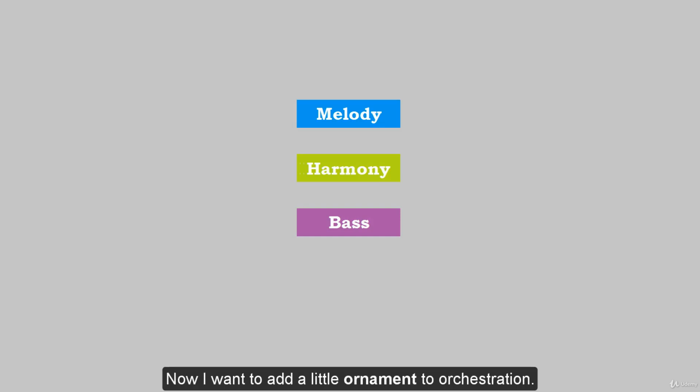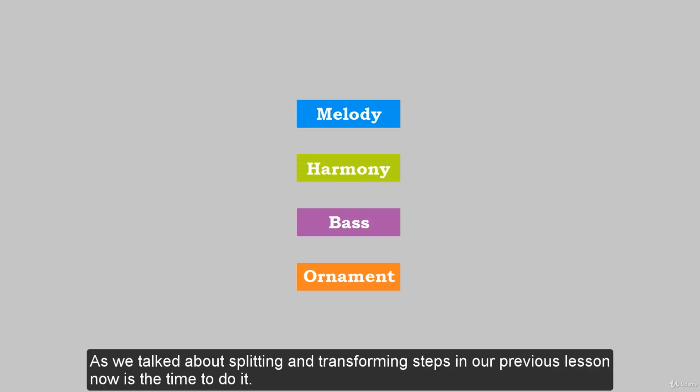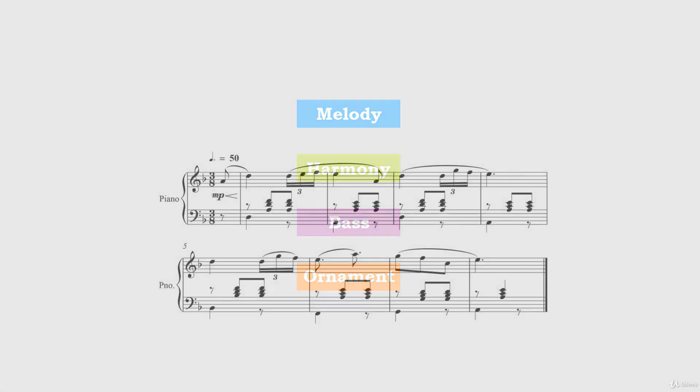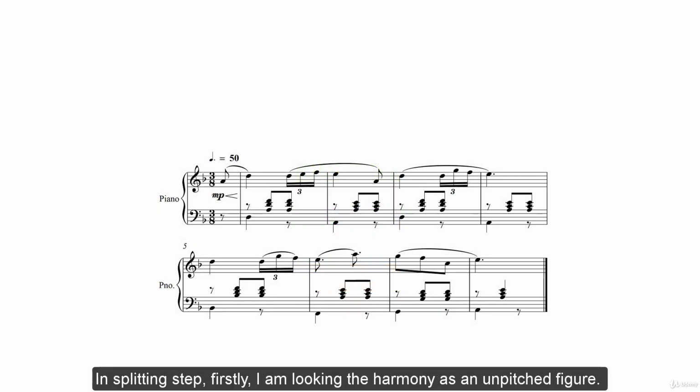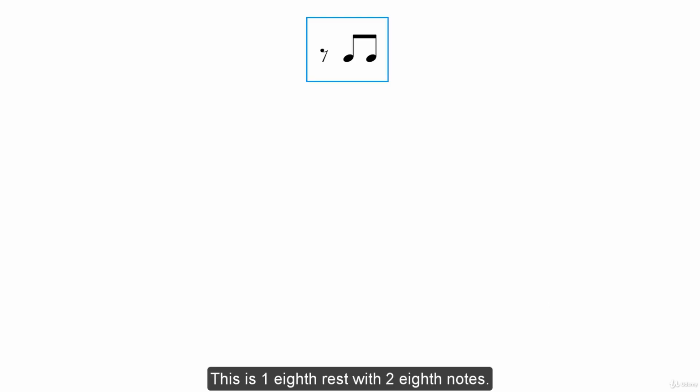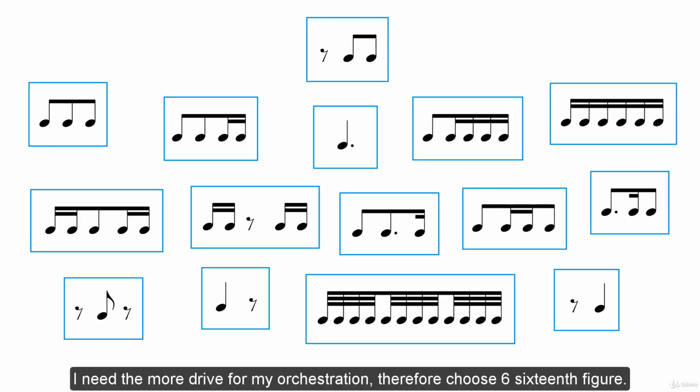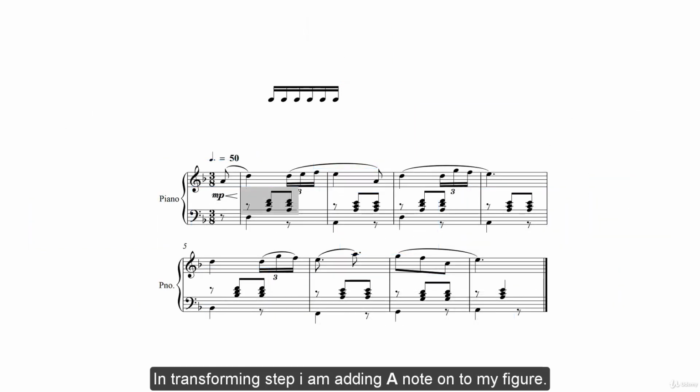Now I want to add a little ornament to orchestration. As we talked about splitting and transforming steps in our previous lesson, now is the time to do it. In the splitting step, firstly I'm looking at the harmony as an unpitched figure. This is an 1/8 rest with 2/8 notes. I need more drive for my orchestration, therefore I choose a 6/16 figure. In the transforming step I am adding a note onto my figure.